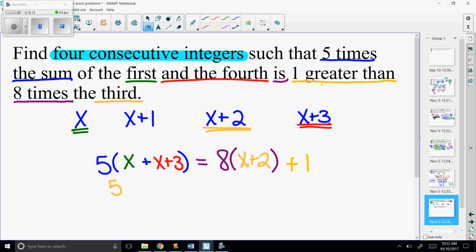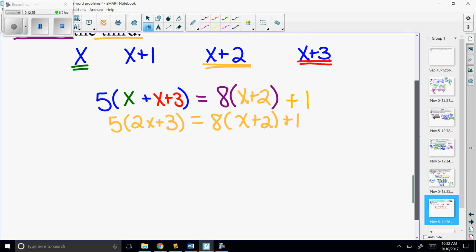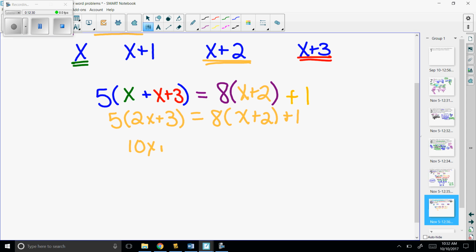You are going to have 5 times, if you group inside the parentheses first, you get 2x plus 3 on the left-hand side. I'm just going to keep this all in one color here real quick so we can go through. Now use the distributive property. So you take 5 times both values inside the parentheses. Distributive property on the left or the right-hand side, which gives you 8x plus 16 plus 1. Group your like terms together. The left-hand side is already simplified. The right-hand side, you can group the 16 and the 1 together to give you 17.